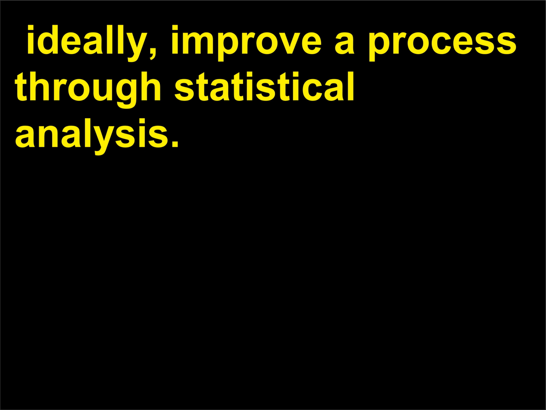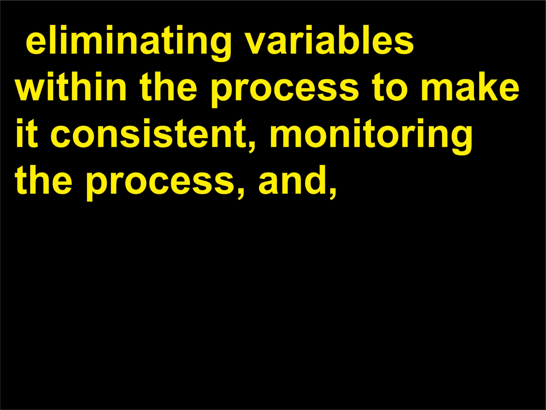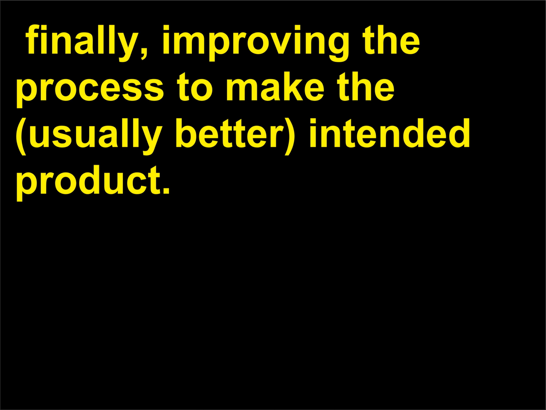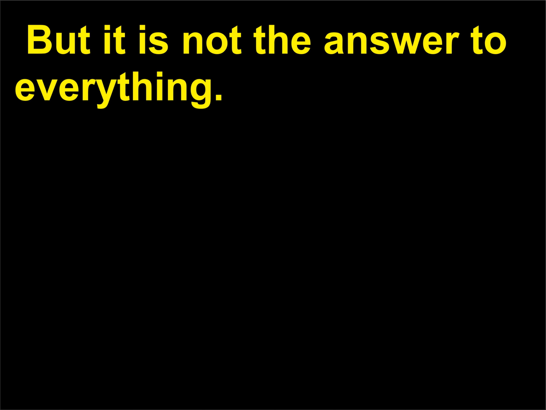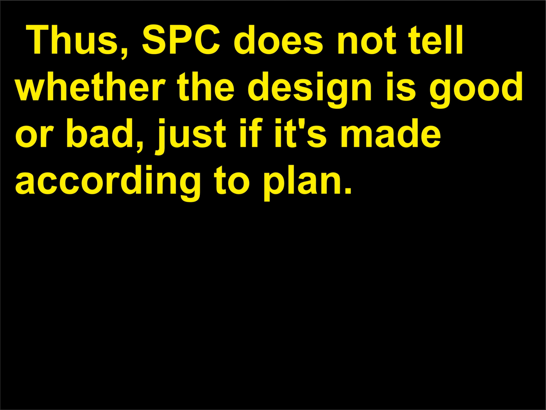The four basic steps include measuring the process, eliminating variables within the process to make it consistent, monitoring the process, and finally, improving the process to make the, usually better, intended product. But it is not the answer to everything. All the SPC does is ensure that the product is being manufactured and designed as intended. Thus, SPC does not tell whether the design is good or bad, just if it's made according to plan.